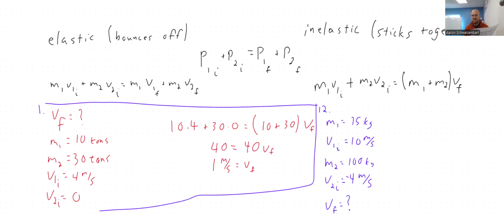Okay. I'm not giving you an elastic example because it's the same thing, you just have to use the other equation. The key part though is that negative on the 4. It really doesn't matter which one you called negative for the velocity as long as you call one of them negative when they're in opposite directions. Okay? Opposite directions mean one must be negative.